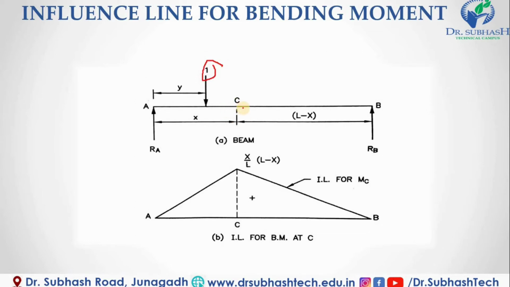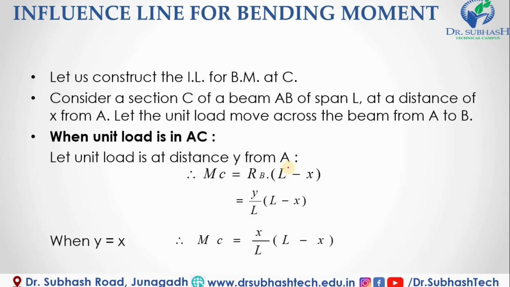Already we calculated RA and RB corresponding to the unit load 1. Now at point C we find the bending moment. So what should be the equation? The equation is x by L, L minus x. How it is calculated will be seen. Let us consider the influence line diagram for bending moment at C. Considering a section of beam A to B of span L at a distance of x from A, let the unit load move across the beam from A to B. We all know that this is done by a moving load, so it travels from A to B.